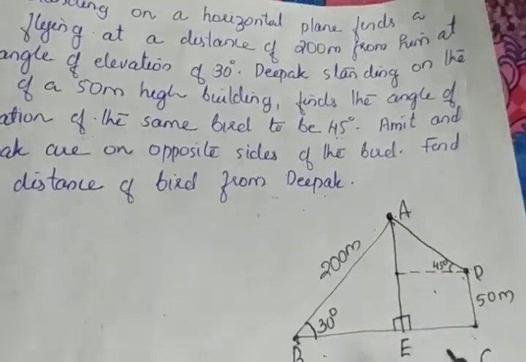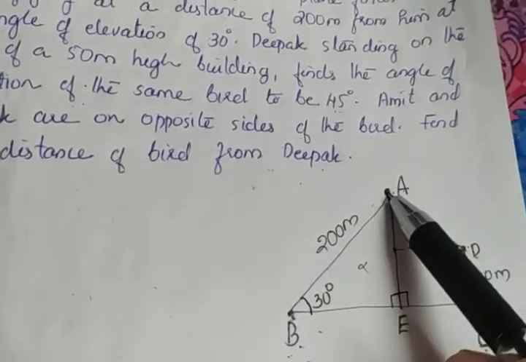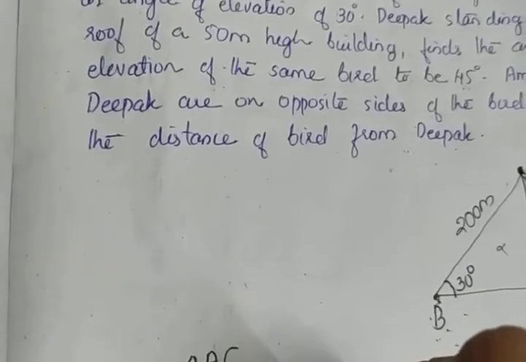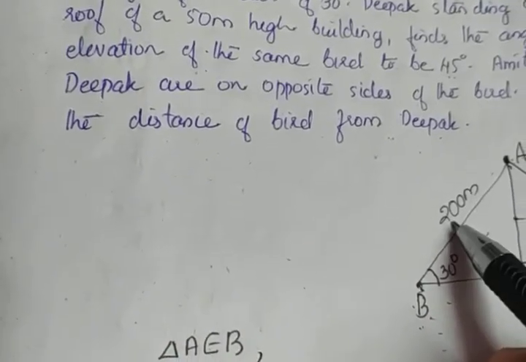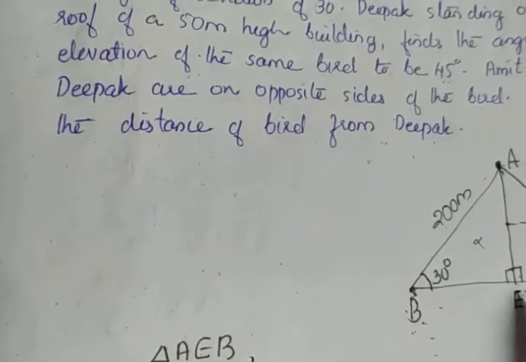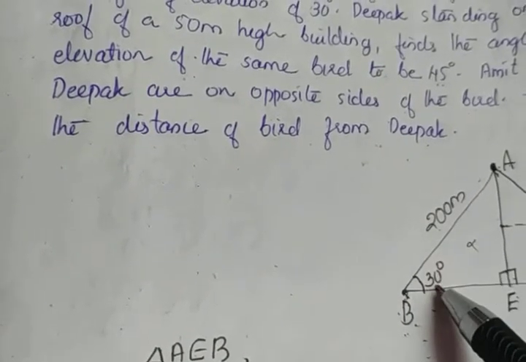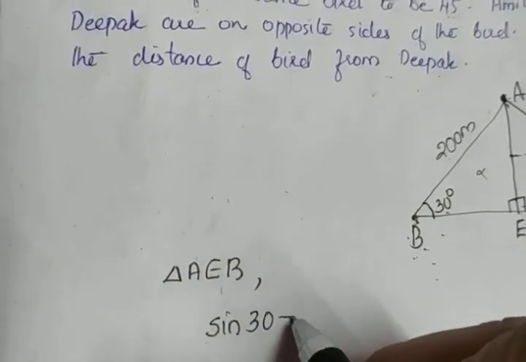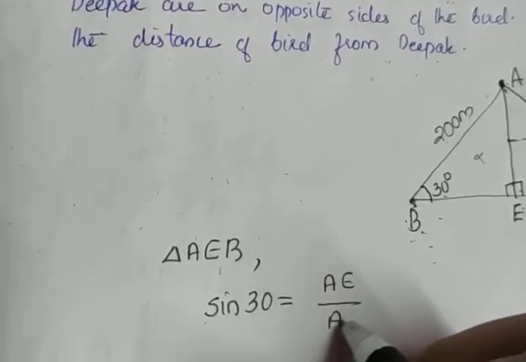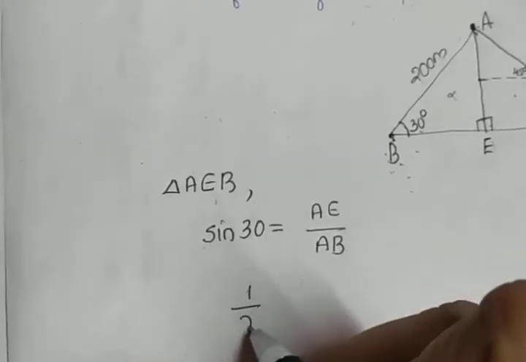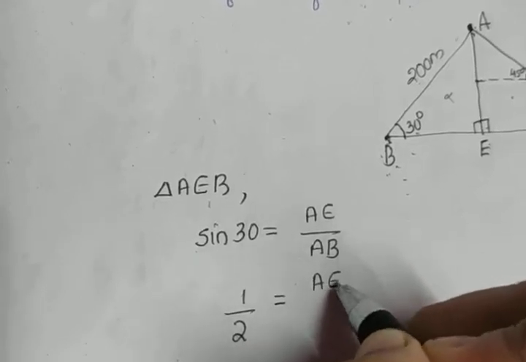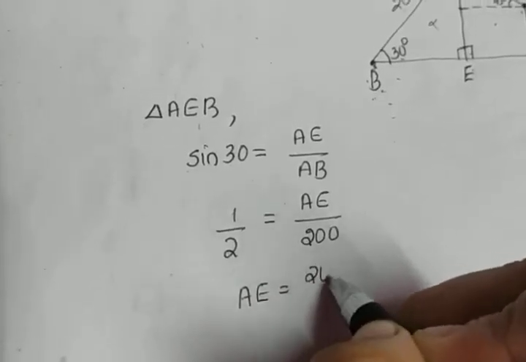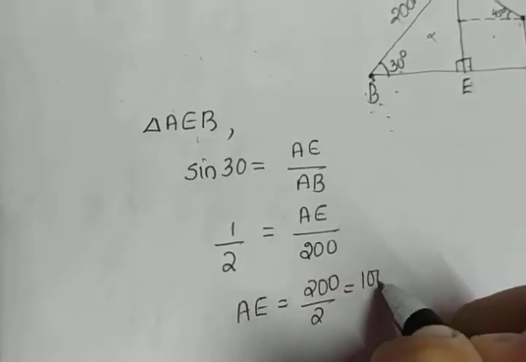To find AD, we will take this triangle, AEB. In triangle AEB, we know the hypotenuse. We can find AE. This is the opposite side with respect to 30 degrees, so here we are going to use the trigonometric ratio sine. Sine 30 is equal to AE divided by AB. Sine 30, what's the value? 1 by 2 is equal to AE divided by AB, which is 200. So AE will be equal to 200 by 2, which gives the value 100.